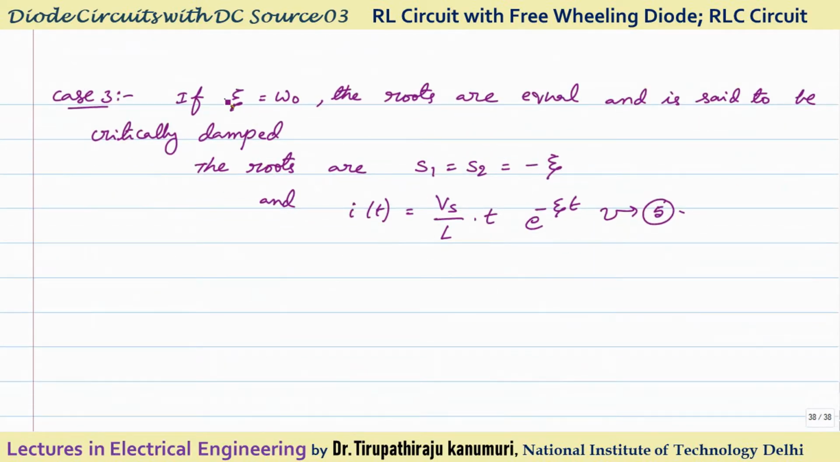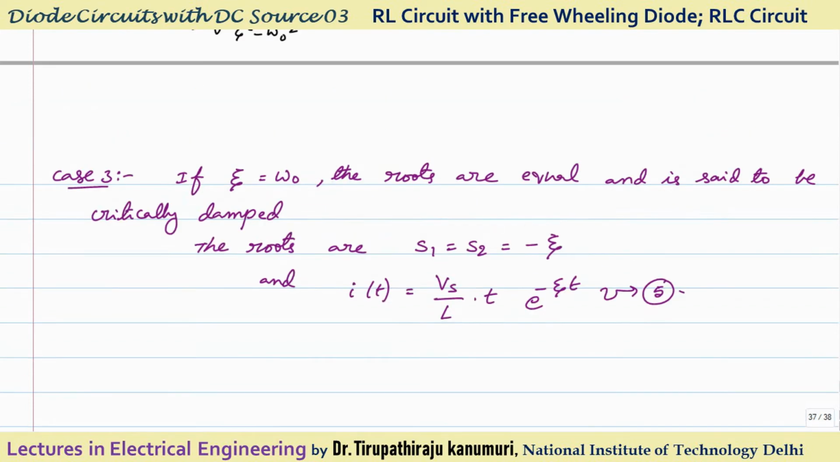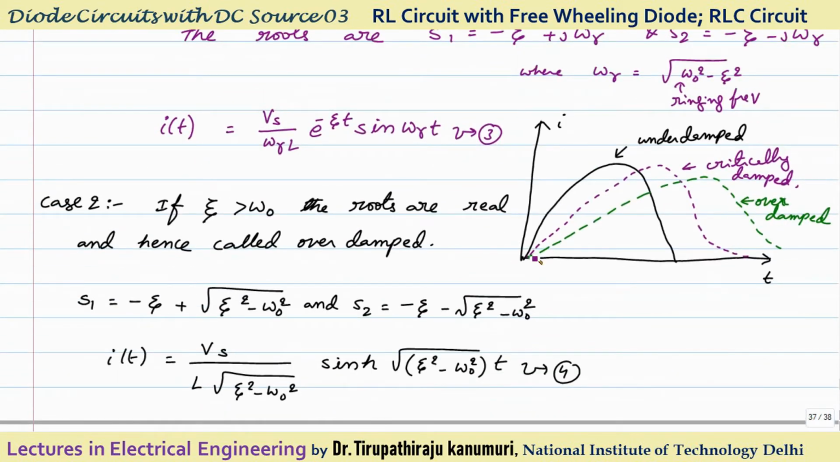So now let us take the case when zeta is equal to omega naught. When zeta is equal to omega naught, that square root term will cancel. So we will get S1 is equal to S2 is equal to minus zeta. If you calculate the current, you will get it as Vs by L into t into e to the power of minus zeta into t. So there is a term t. Because of this t, the value will increase with respect to time. But because of e to the power of minus zeta t, that value will decrease with respect to time. So as a result of these two, the curve if you plot, the plot will come like this. So it will increase up to a certain extent. After that it will fall down. So this will be between this underdamped and overdamped case. That's why this is called as critically damped case.